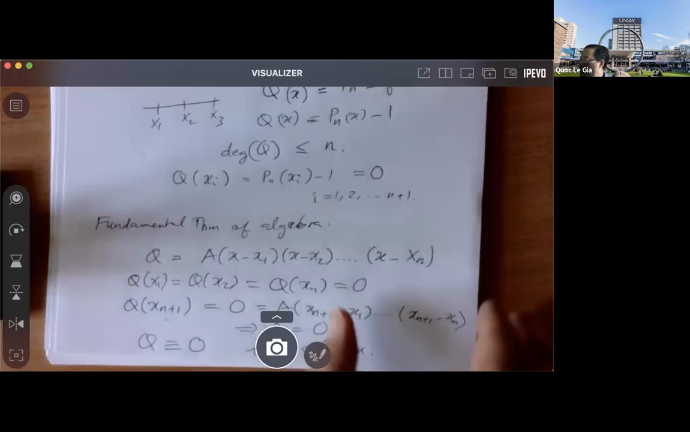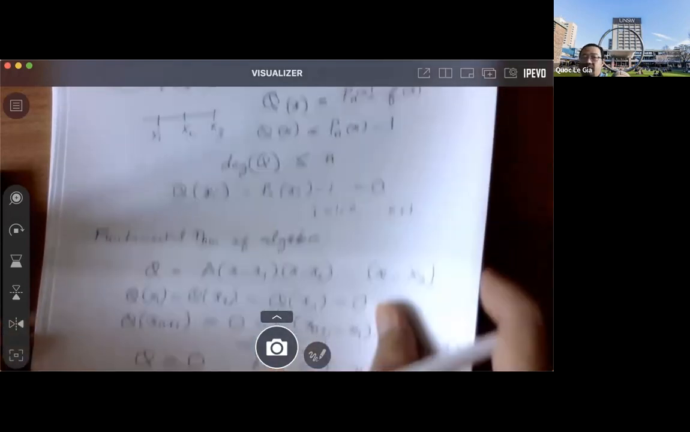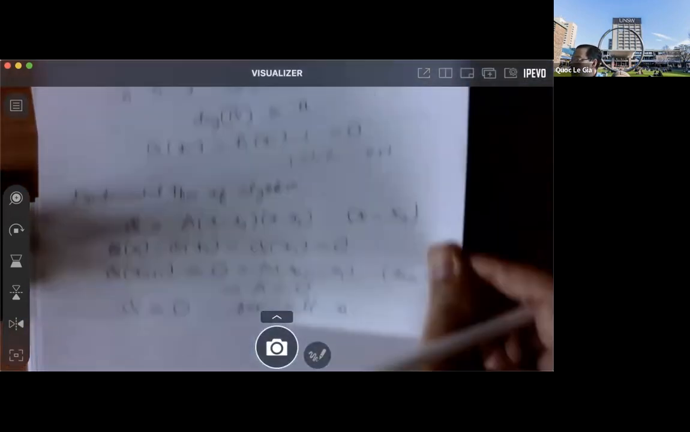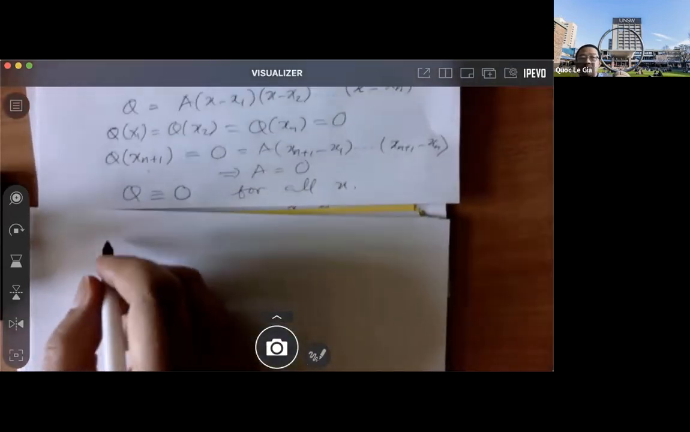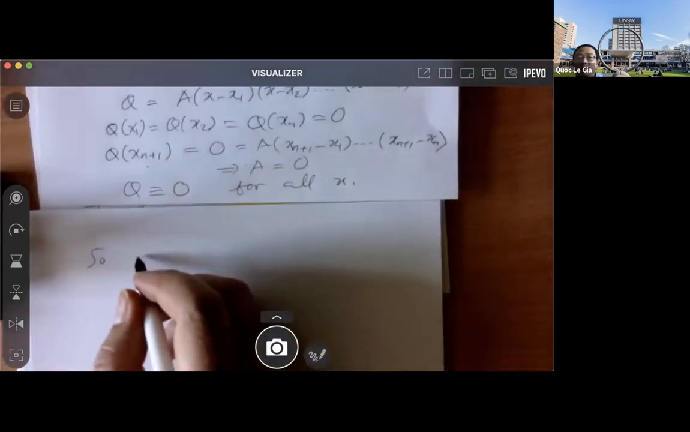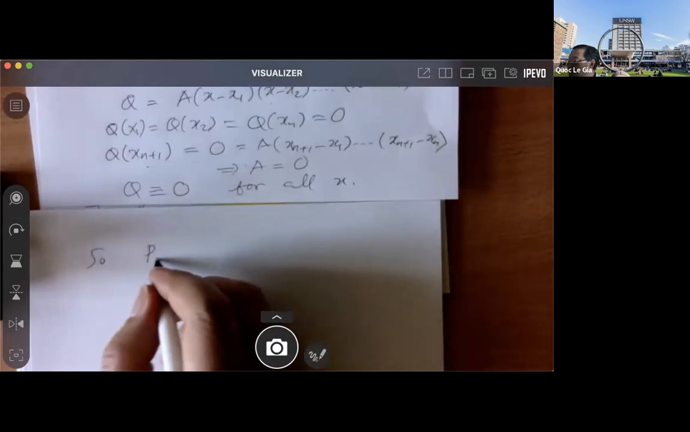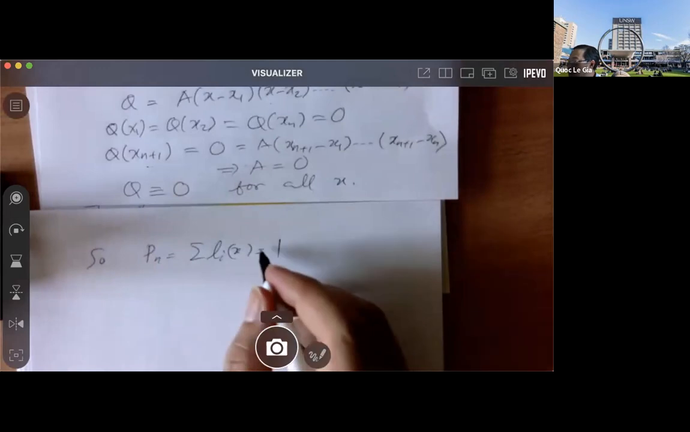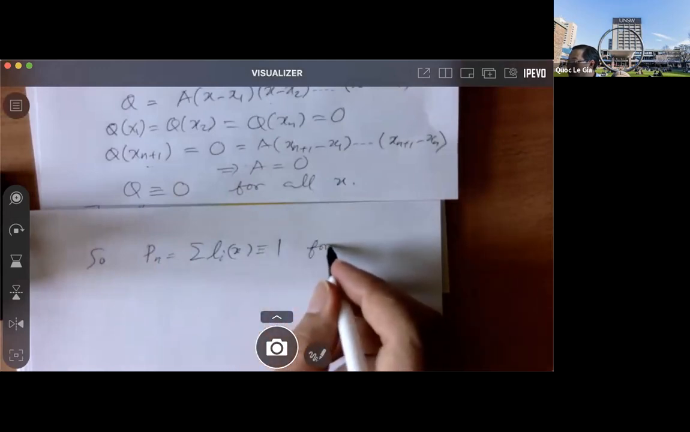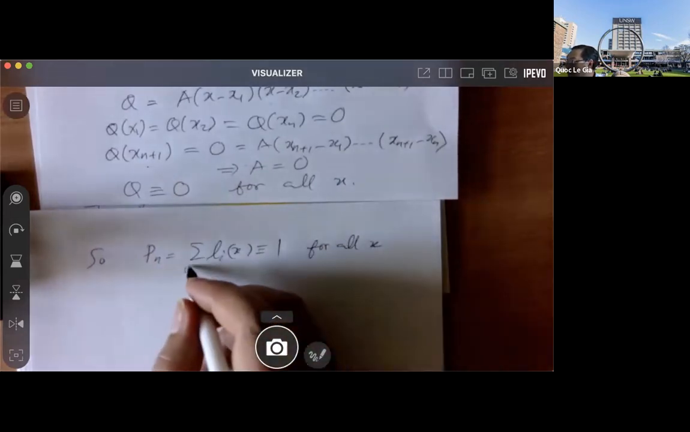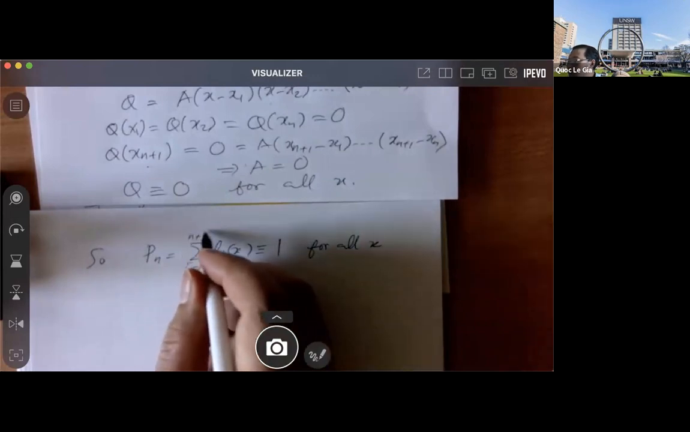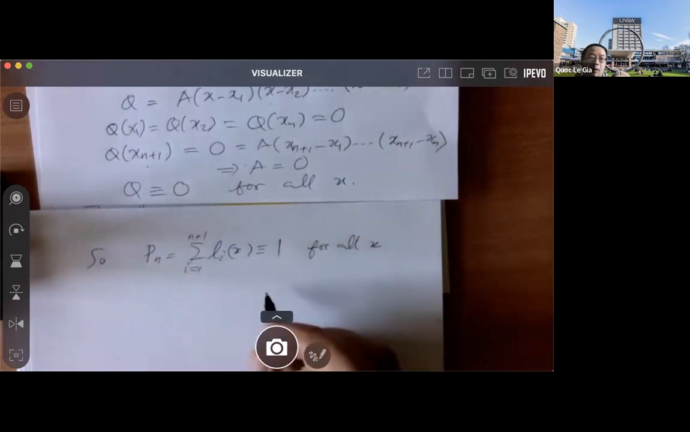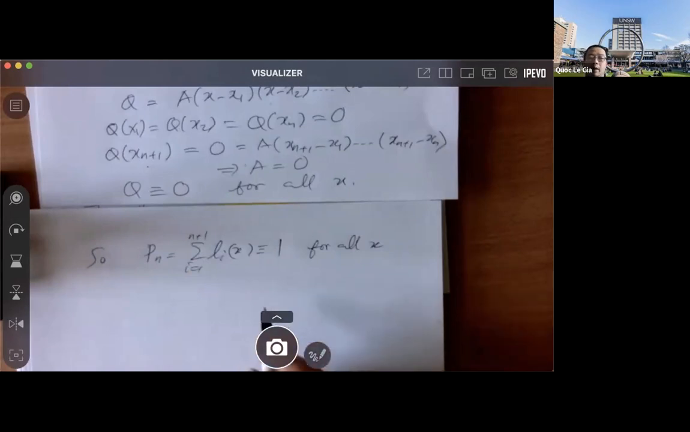Therefore the conclusion is that Pn, the sum of Li of x, has to be equal to 1 for all x. So that's the proof. Any question about this one? No more?